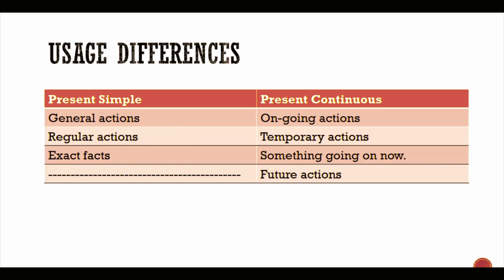Usage differences. We use present simple when we talk about general actions, regular actions, or exact facts. And when we give personal information, we can use present simple. Whereas we use present continuous when we talk about ongoing actions, temporary actions, something going on now, or future actions, which will be in the very near future.